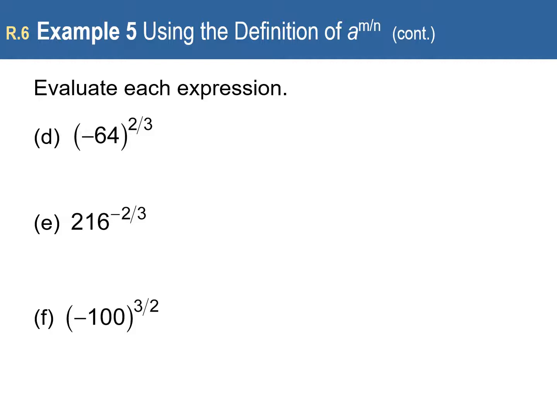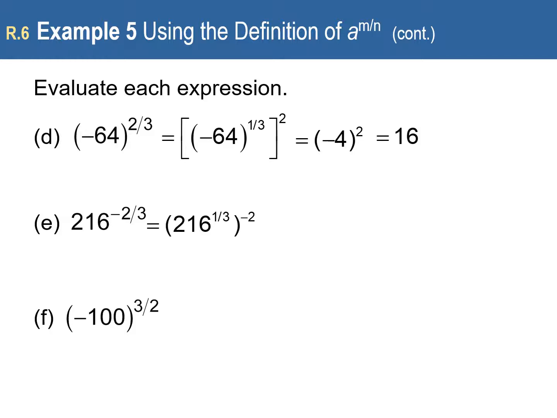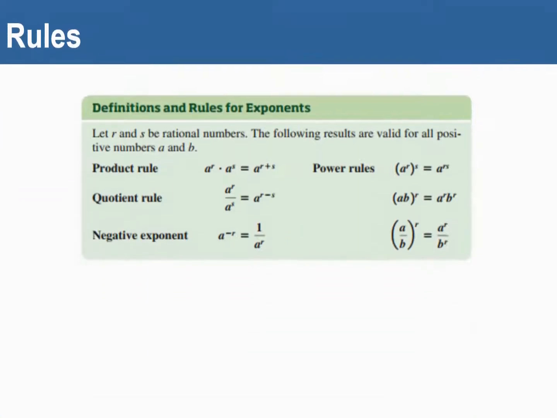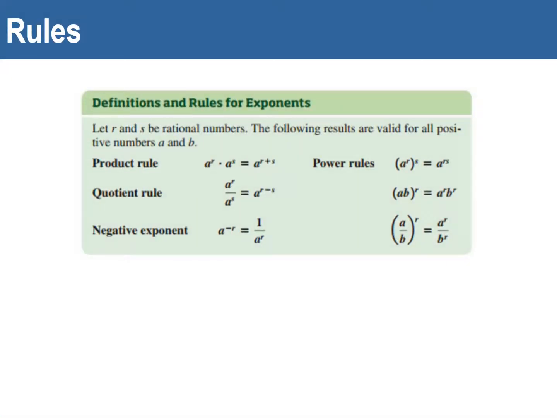Now, negative 64 to the 2/3. The cube root of negative 64 is negative 4, and negative 4 squared is 16. All right, the cube root of 216 is 6, and 6 to the negative 2 is 1 over 6 squared, or 1 over 36. Now for f, I can't take the square root of negative 100, so this is not a real number. Remember the rules for exponents. Remember, you're going to have to know all of these.